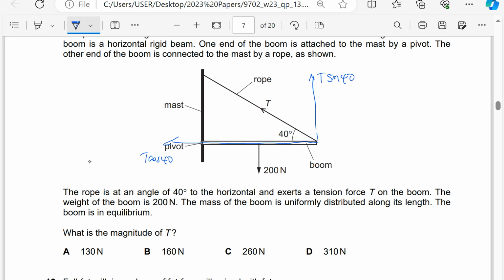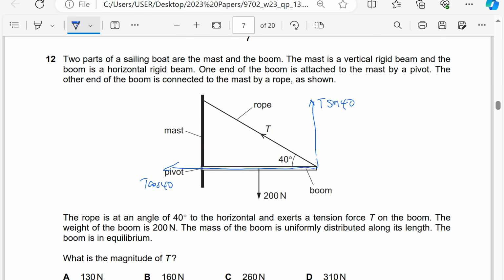What is the magnitude of T? So I'm just taking moments about the pivot. Sum of clockwise moments. T sine theta is going to cause anticlockwise, and 200 is going to cause anticlockwise. Okay, so let us assume the distance from one end to the other end is L. And is it uniform? It is uniform. So it means its weight is at the center. So this is going to be half L.